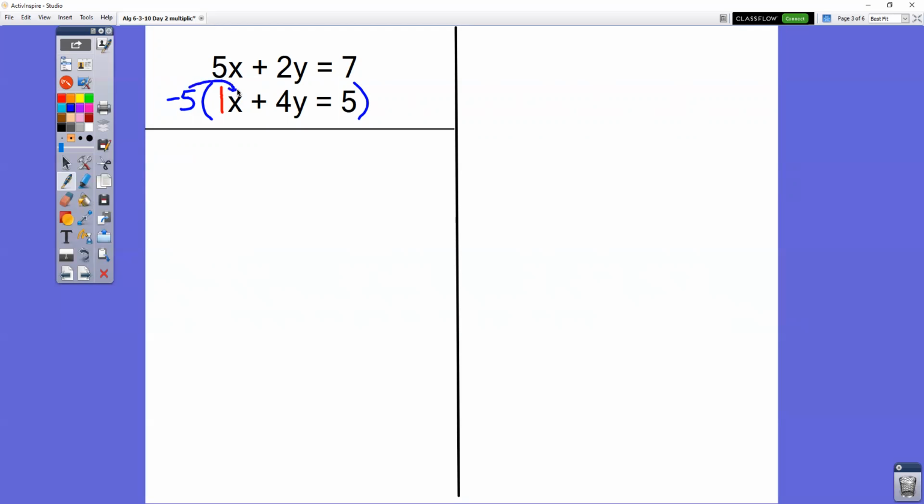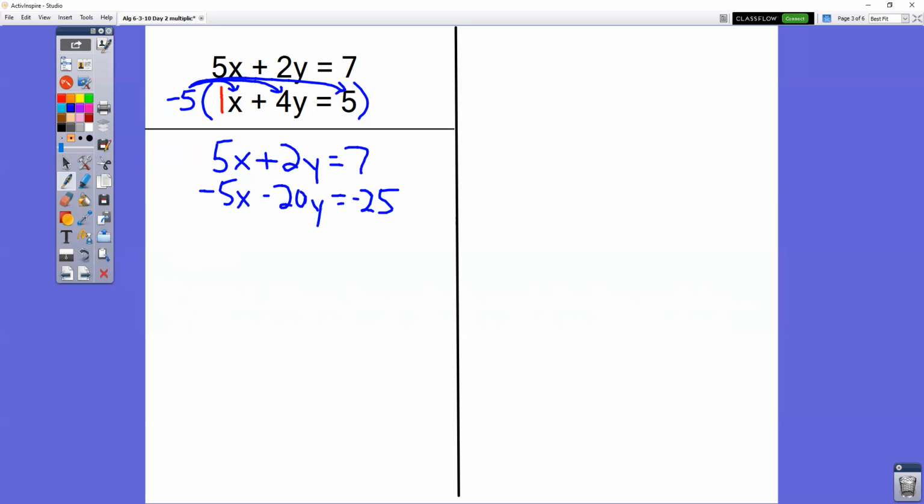I need to distribute. Make sure that you distribute all 3 times. So I'm just going to rewrite my original question, 5x plus 2y equals 7. And now I'm going to distribute. So negative 5 times 1x is negative 5x. Negative 5 times 4y is negative 20y. And negative 5 times 5 is negative 25. Make sure that you distribute to all 3 terms.